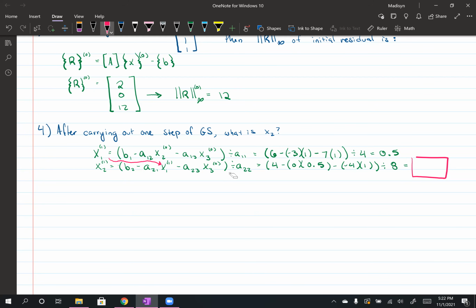Anyway, our x1 we found is 6 minus negative 3 times 1 minus 7, divided by 4, which is 0.5. Now, x2 of your first iteration should be 4 minus 0.5, which is 3.5, minus negative 4, so plus 4. That should be 7.5. And that's your final answer.